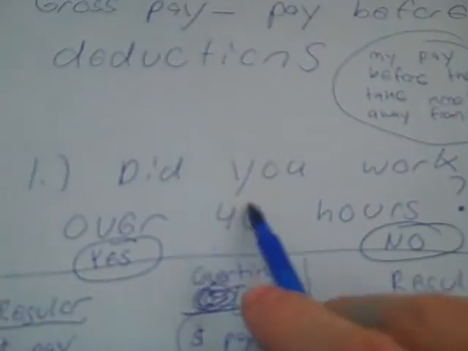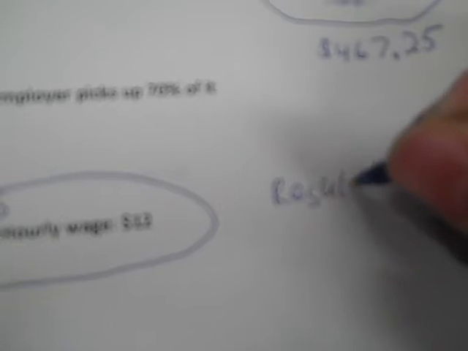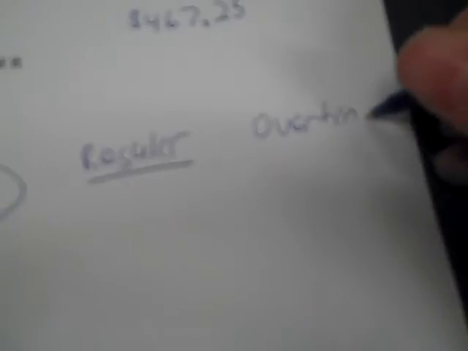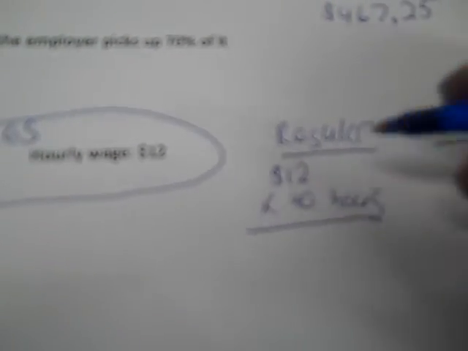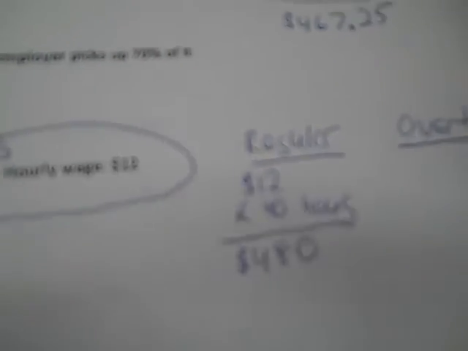Okay, hours worked 70. Okay, hourly wage $12. Okay, so circle that. Did you work over 40 hours? Yes. So again, regular and overtime, because you did work overtime. You know that. Okay, so regular. Money paid times 40 hours, okay? 12 times 40 is 480. Now your overtime pay, okay? Take your money pay times 1.5, so multiply by 1.5. That's 18, so $18.